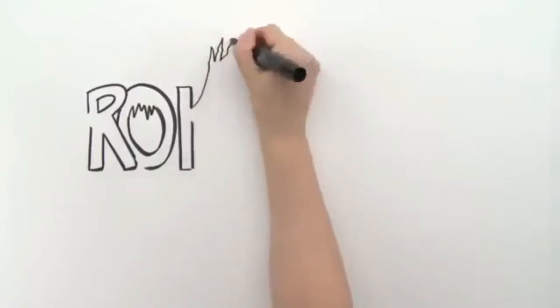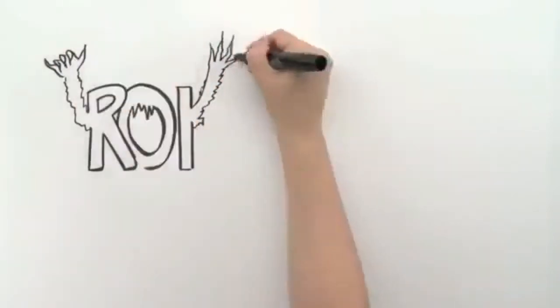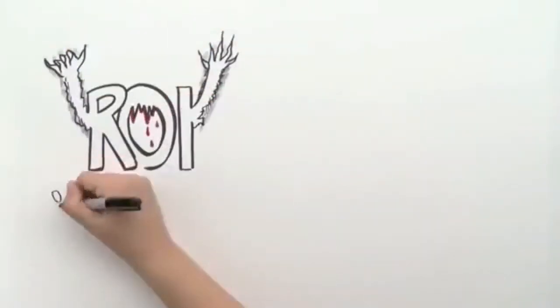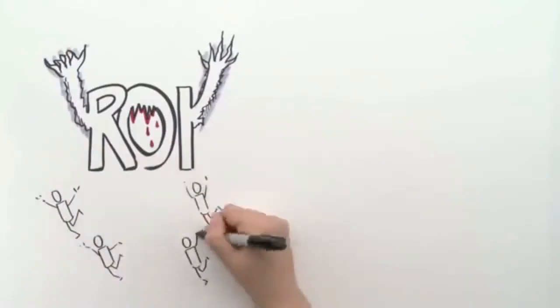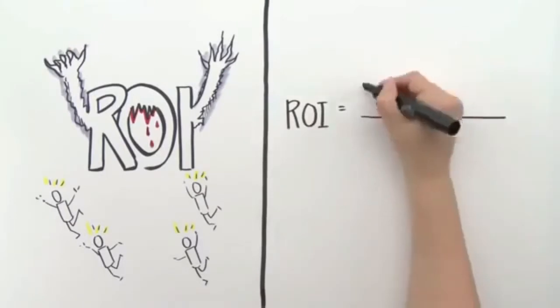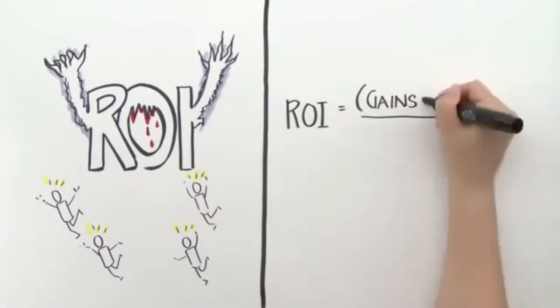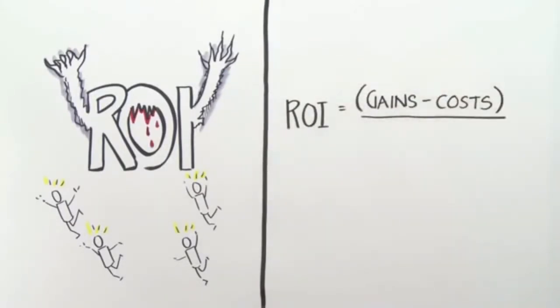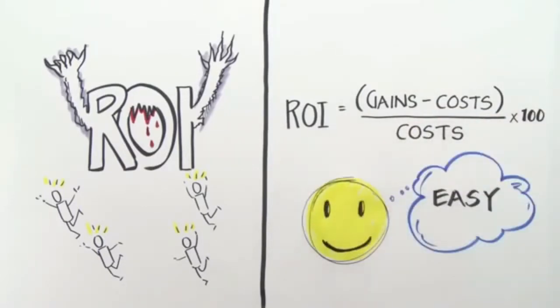It's true that ROI calculations can get pretty complex, but to prove your point, all you have to do is focus on a few key metrics. So here's the simplest way to calculate ROI. First, add up the savings, which we'll call gains. Subtract the costs from the gains, then divide the results by the costs and multiply by 100 to get the ROI. Now let's go through some sample calculations.